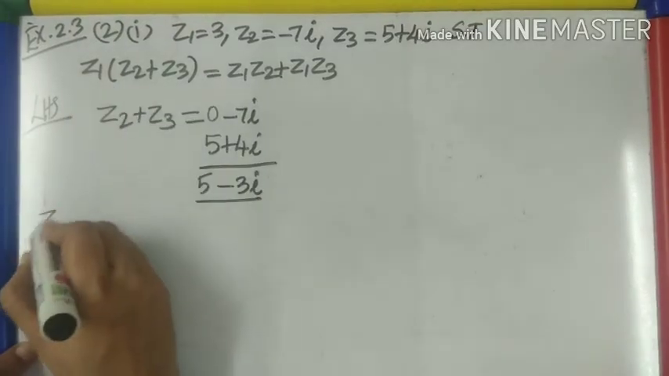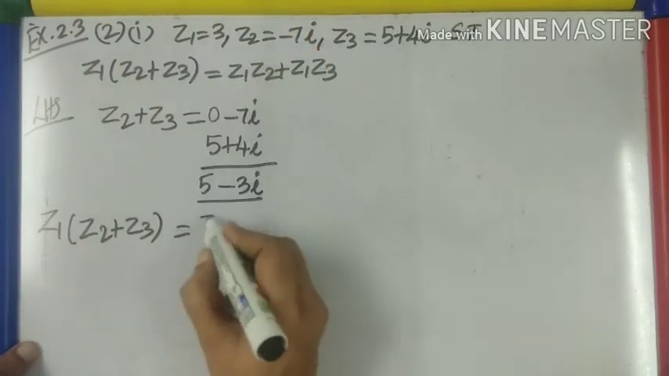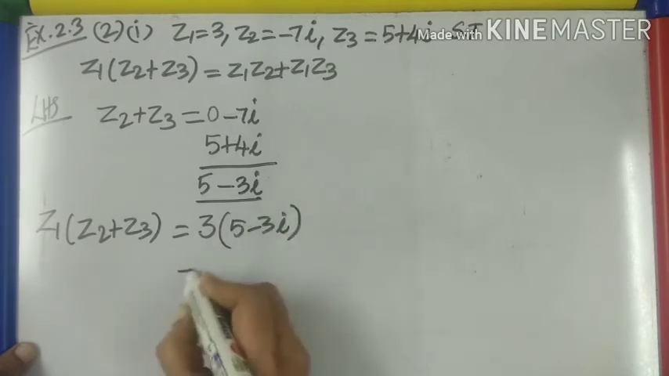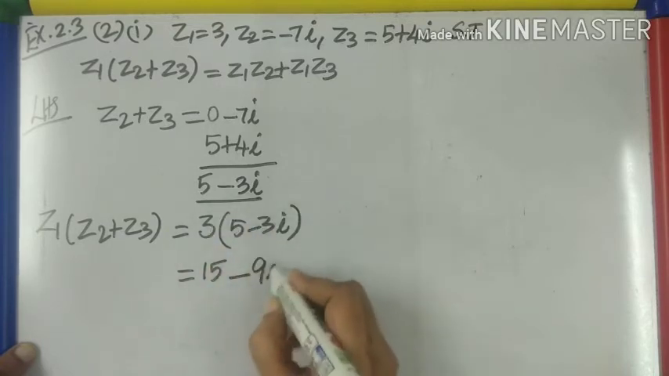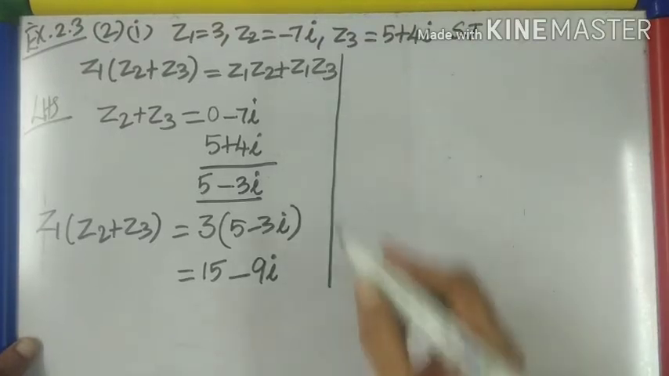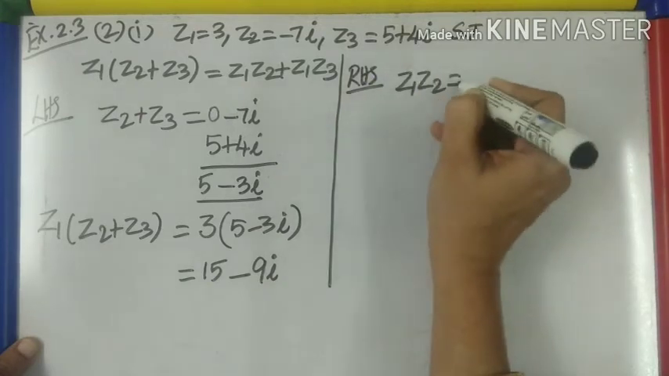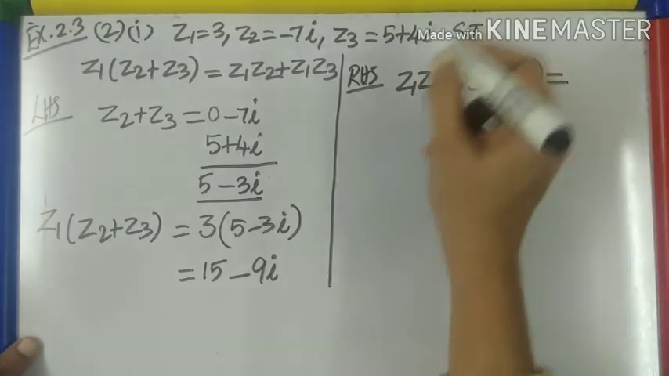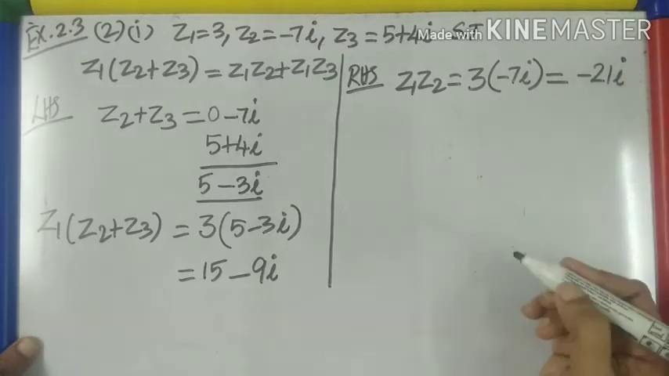Now I want to find out Z1 into (Z2 plus Z3). Z1 value 3. Z2 plus Z3 is 5 minus 3i. Just multiply: 3 into 5, 15; minus 3 into 3i, minus 9i. So this is the LHS answered. To proceed with RHS, find out Z1 into Z2. Z1 is 3. Z2 is minus 7i. As I multiply, 3 into minus 7i, minus 21i.